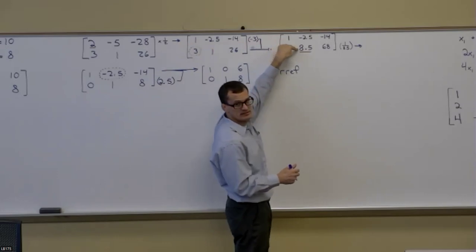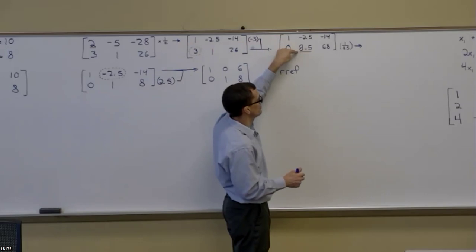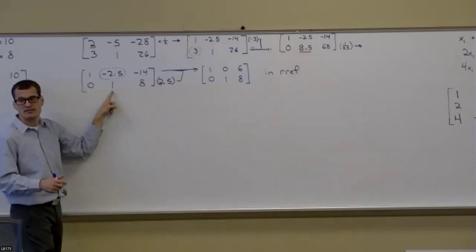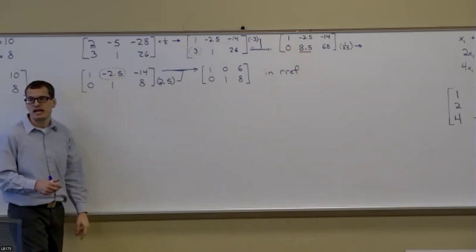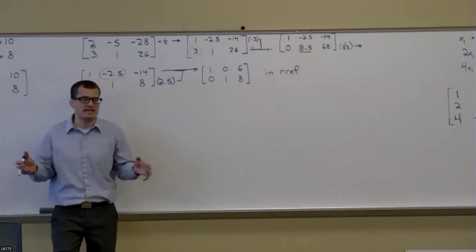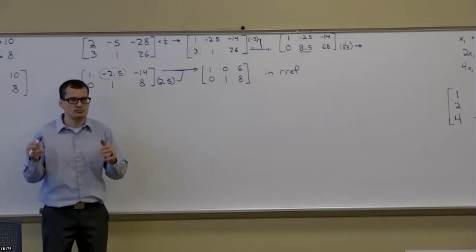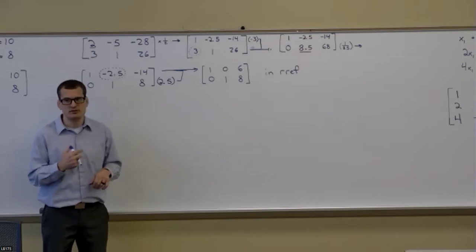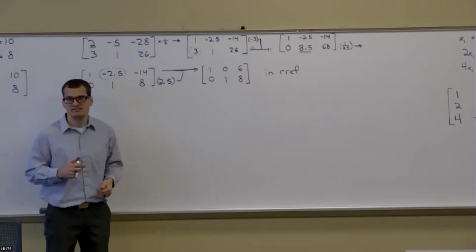Once you get one column with 1 and then zeros below it, then you move down to the right, set up your next pivot position, force it to be a 1, and then force zeros above and below it. And you can imagine if you have a really big matrix, like a 4x5 matrix, you could do this process over and over and over again. You'd have to make a lot of different zeros, take a long time, but it is just a process.